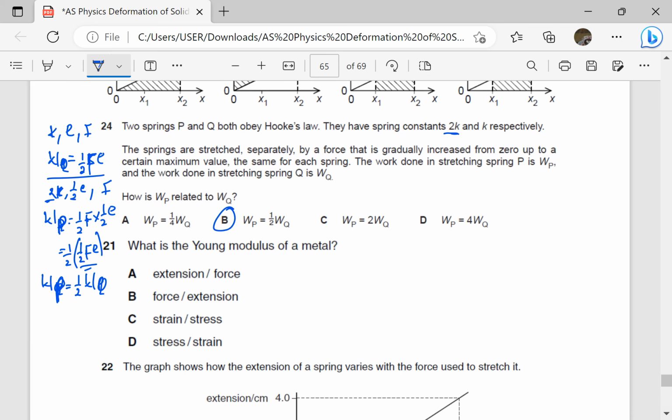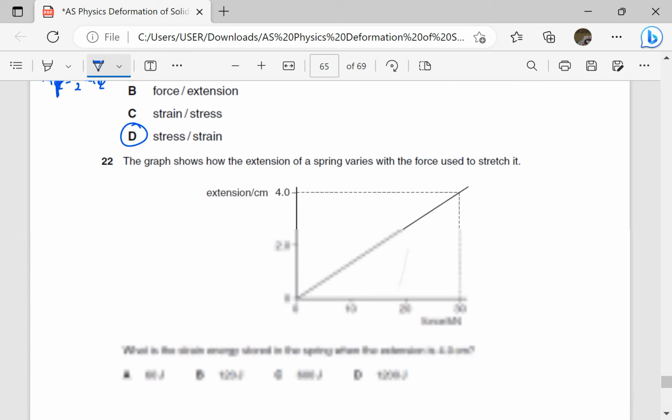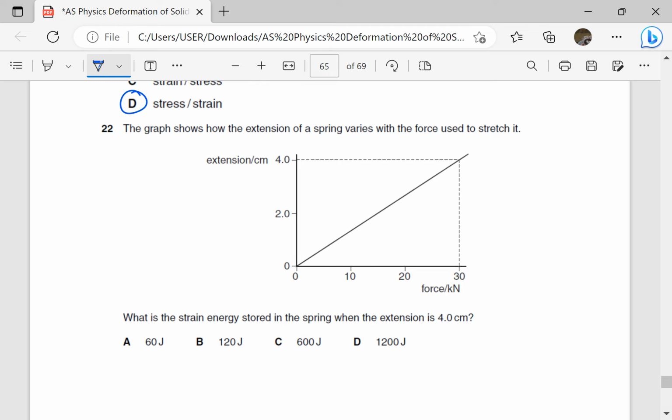What is the Young modulus of a material? It is stress over strain. The answer is automatically D. The graph shows how the extension of a spring varies with the force used to stretch it. What is the strain energy stored in the spring when the extension is 4 centimeters?